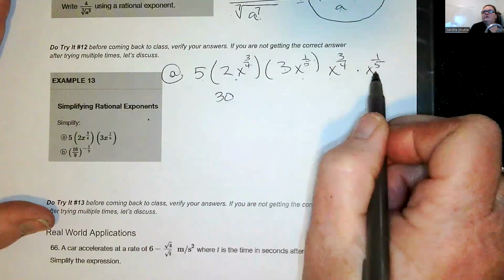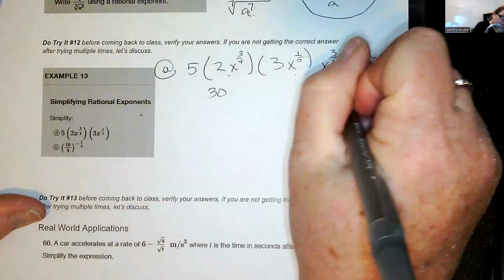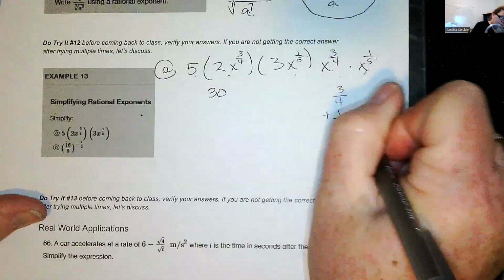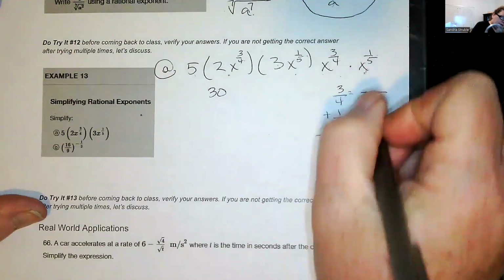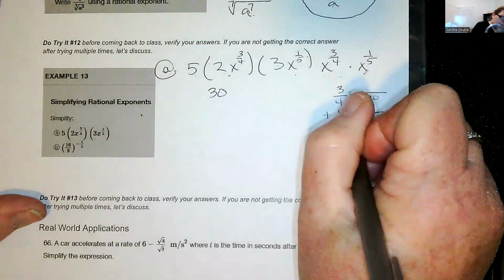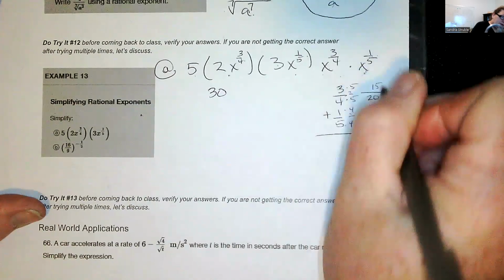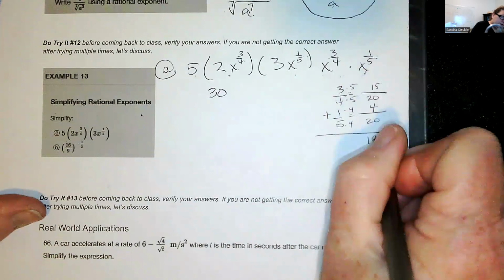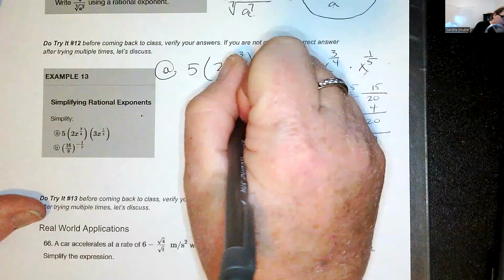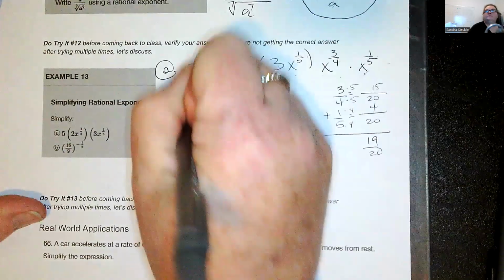And in order to multiply these, we have to add the 3/4 and the 1/5. So I'm going to do old school. 3/4 plus 1/5. And it looks like 20 is going to be our denominator. 5 times 4 is 20. 1 times 4 is 4. 4 times 5 is 20. 3 times 5 is 15. Add the numerators, 19 over 20. So once we do that, we've added our exponents. We've got x to the 19 over 20. And that's our answer on that one.